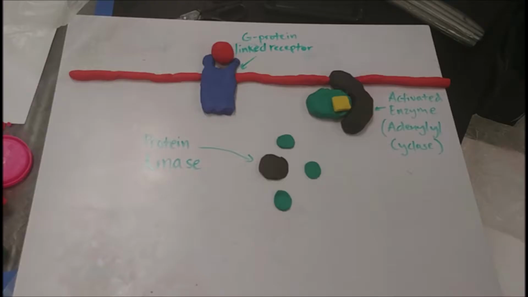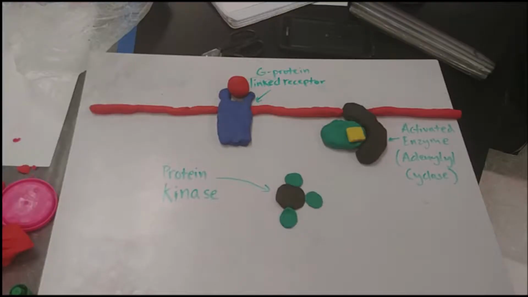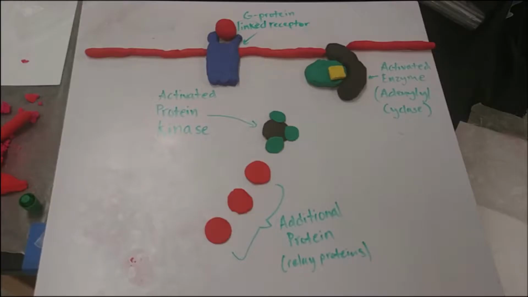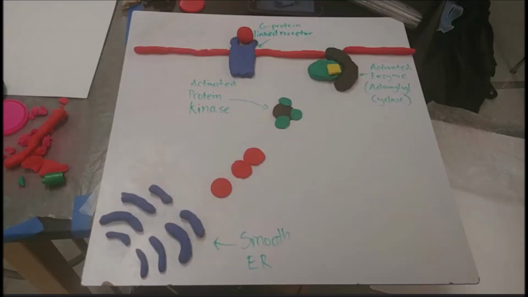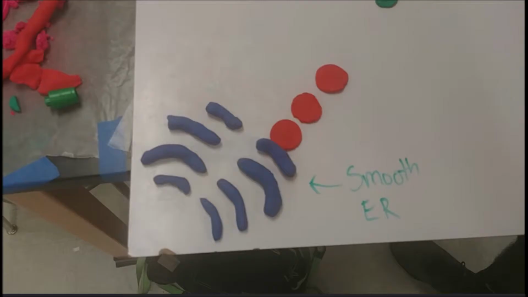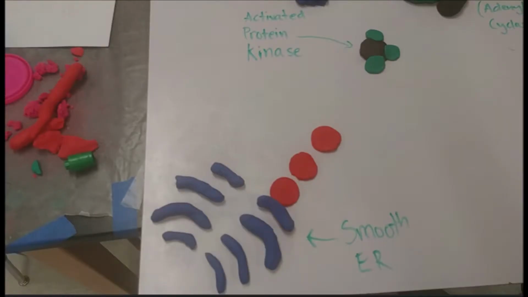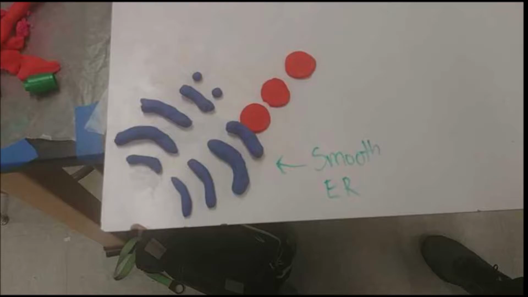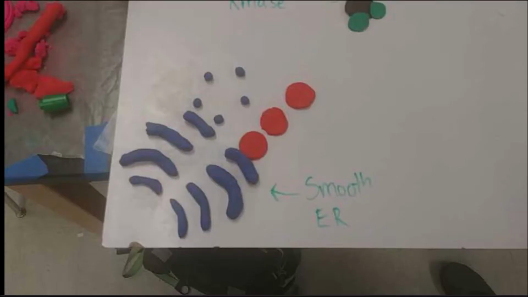The cAMP then activates a protein kinase which goes on to phosphorylate additional relay proteins. Finally, the last protein in the cascade produces the cellular response. In this case, the cellular response is the release of calcium ions from the smooth ER.